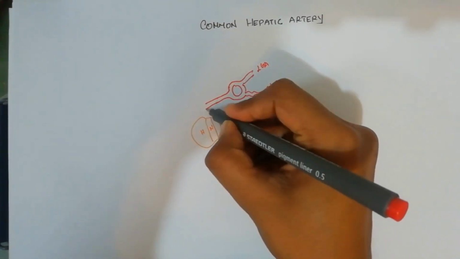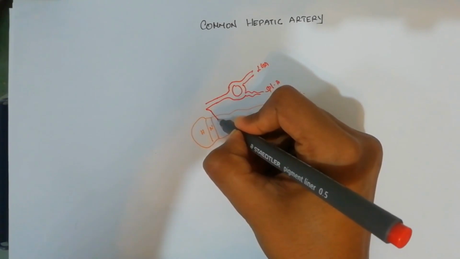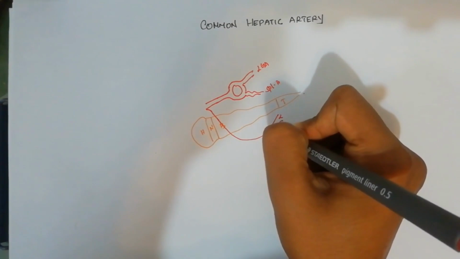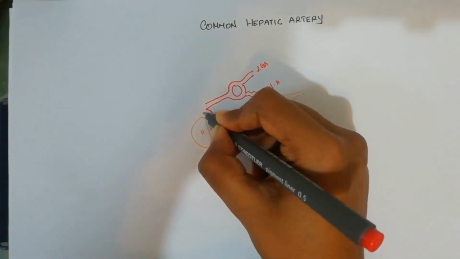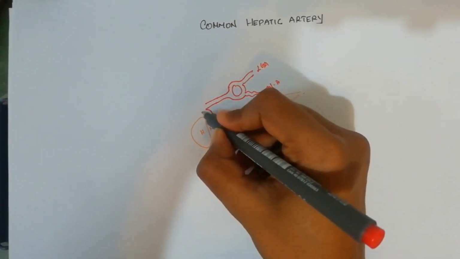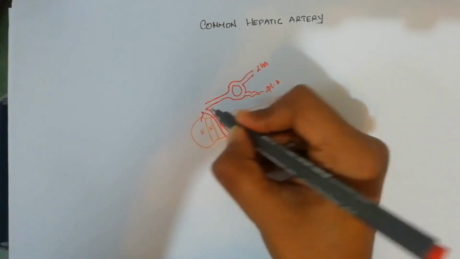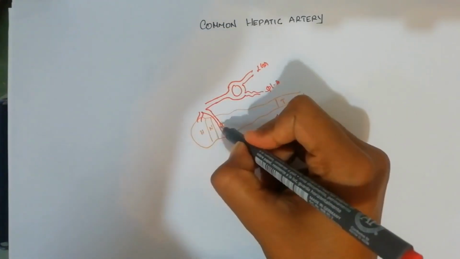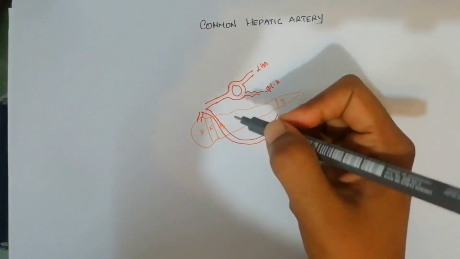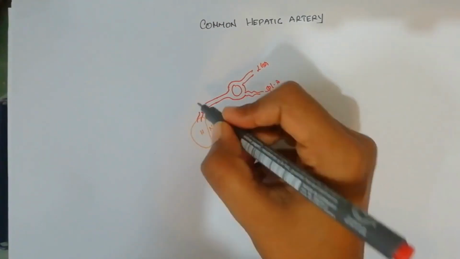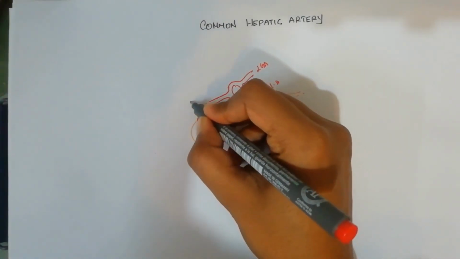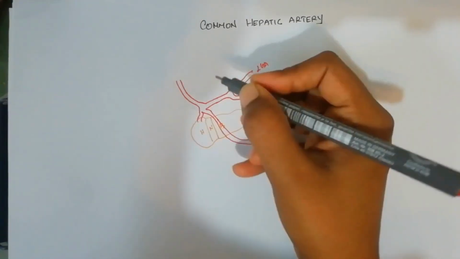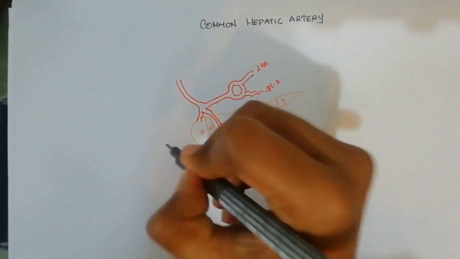So we have got one branch, that is right gastric artery as a first branch, and another branch we will call that as gastroduodenal artery. So we have got gastroduodenal artery and right gastric artery as two branches coming from the common hepatic artery. And one more branch which is going towards the upper side, that is continuation of this common hepatic artery, is proper hepatic artery. I will explain again.